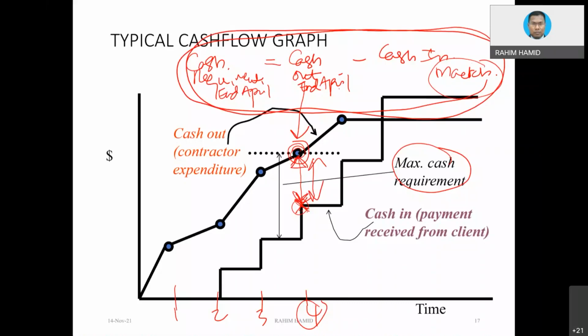So which one is more critical? Because our idea is basically to know the cash requirement, and we wanted to know the maximum cash requirement. So among the differences between here and there, there could be one value which is the highest amount. That is the thing that we are going to know from this lecture exercise.